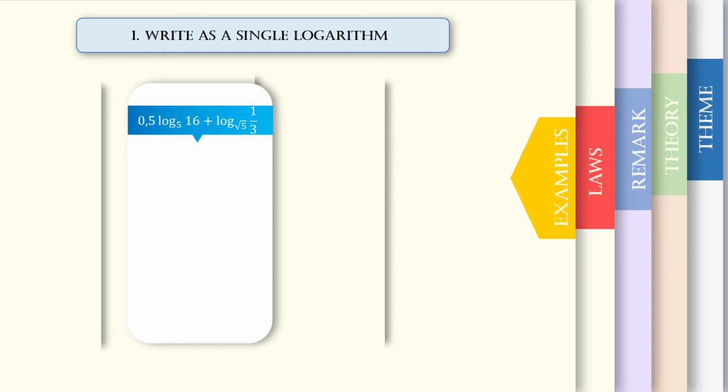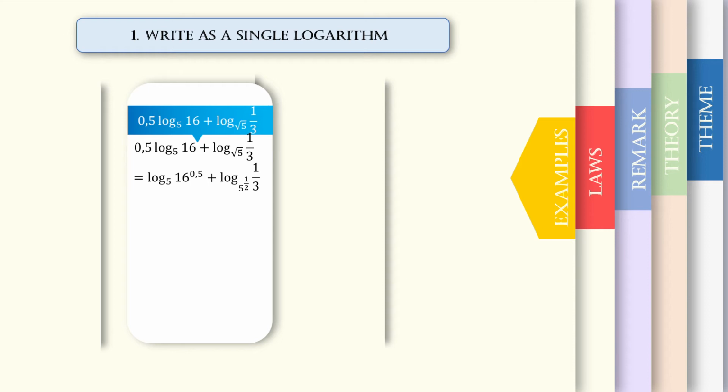0.5 logarithm base 5 of 16 plus logarithm base the square root of 5 of 1/3. Here, for the first logarithm, using the property that we can bring the number that is in front of a logarithm as the exponent to the argument, we will get that the first logarithm can be written in the following form. While for the second logarithm, we will use the trick that the square root of a positive number can be written as this number raised to the power 1 over 2.